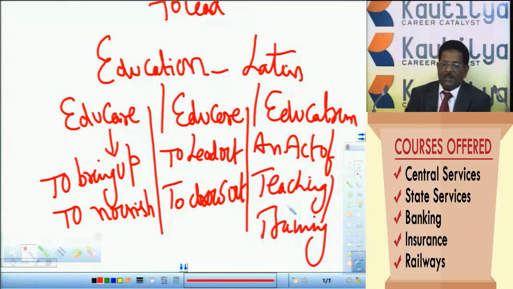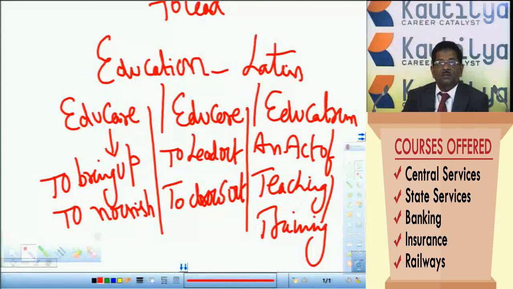So these three are the Latin words. There are specific meanings for each Latin word, but it is believed that education can be derived from educare or educere or educatrum. Educare means to bring up, to nourish. Educere means to lead out or to draw out. Educatrum means an act of teaching or an act of training.